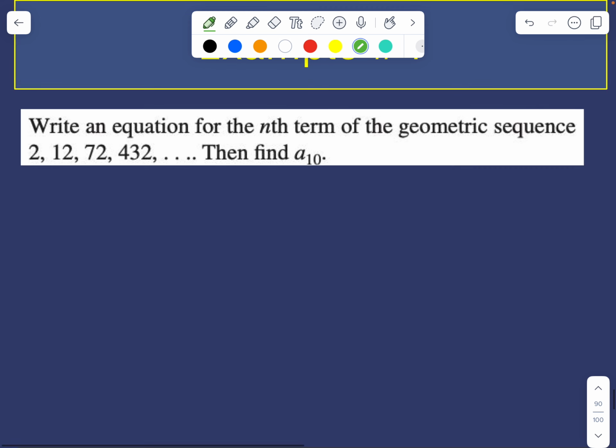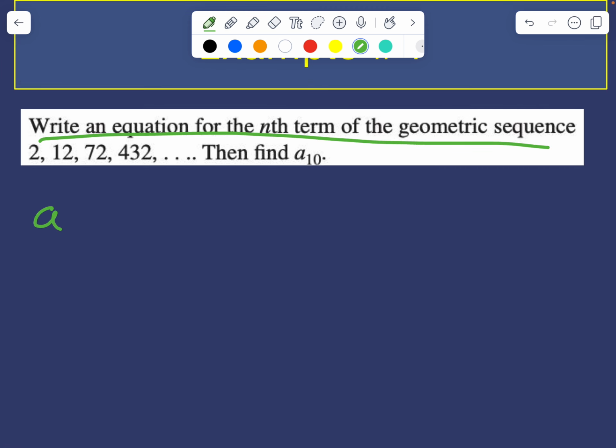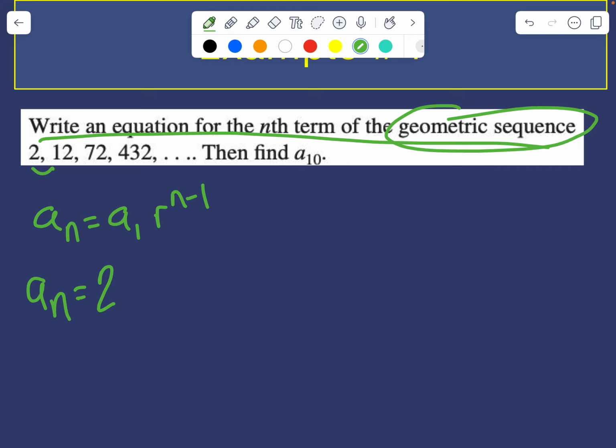If I were given this pattern, write an equation for the nth term. Well, my formula is a sub n equals a sub 1 times r to the n minus 1. A sub n equals my first term, which is 2. It tells me this is geometric, so I don't have to try to figure out if it's geometric, arithmetic, or whatever. It tells me what it is. And it looks like I'm multiplying by 6 every time. So my r value would be 6 to the n minus 1.